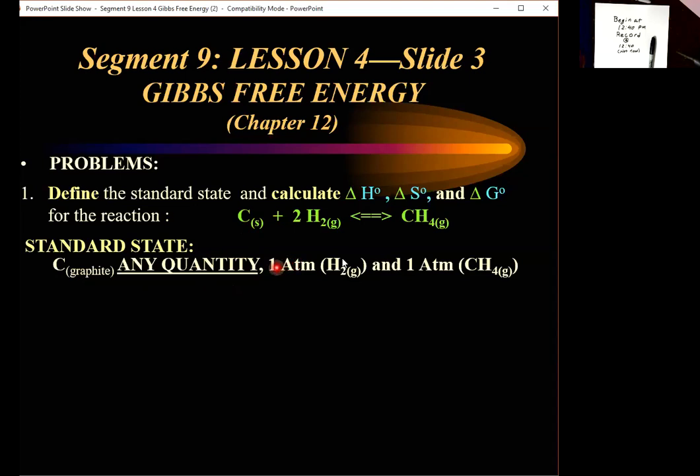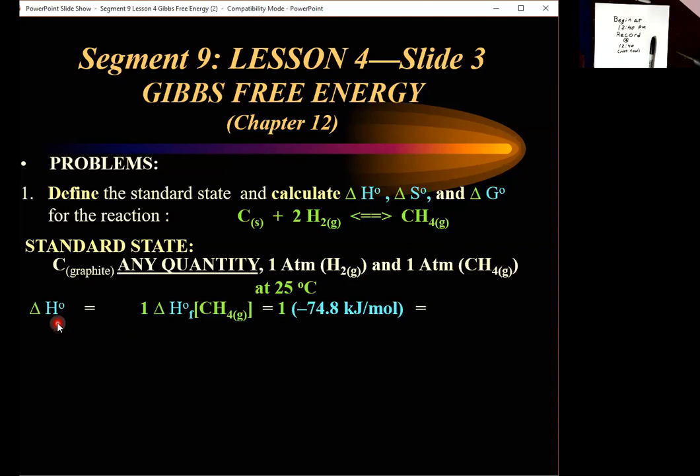You've got to have hydrogen at 1 atmosphere pressure, not 2, 1 atmosphere pressure, and 1 atmosphere of CH4. To define the standard state, you do have to have the products present too, okay? And it has to be at 25 degrees C to be our standard state in this country.